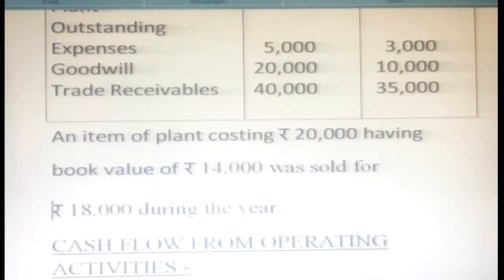The plant cost 20,000 and had a book value of 14,000, so the difference is 6,000. It was sold for 18,000. Once we prepare the asset account, only then do you know whether you sold the asset for a loss or a profit, and what the depreciation calculation is here. That's an important thing we will discuss.